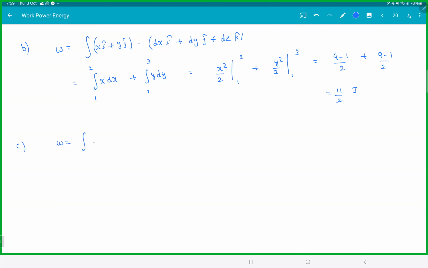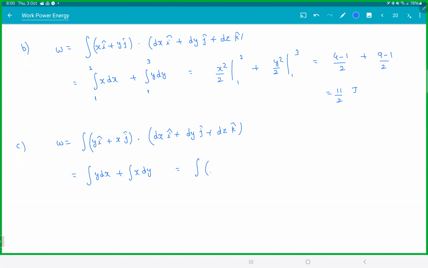Now here the force is y i cap, meaning the force on the x-axis is depending on the y coordinate. The force on the y-axis is depending on the x coordinate. It's weird. Dot dx i cap, dy j cap plus dz k cap. Story is the same. So when you use the dot product, you get integral y dx. You can't integrate this. Integral x dy, you can't integrate this. But you can do something.